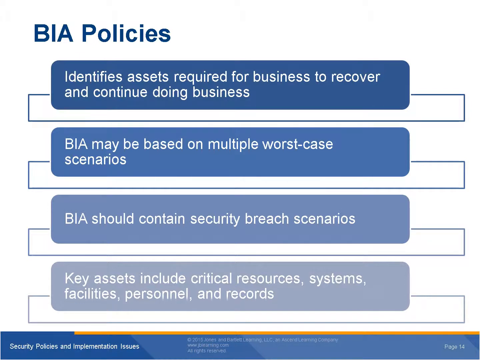The main intent of the business impact analysis is to identify which assets are required for the business to recover and continue to do business. This identification of key assets and business priorities can then be used by the IRT manager to drive key decision making during the incident. These assets include critical resources, systems, facilities, personnel, and records. Additionally, the business impact analysis identifies recovery times.